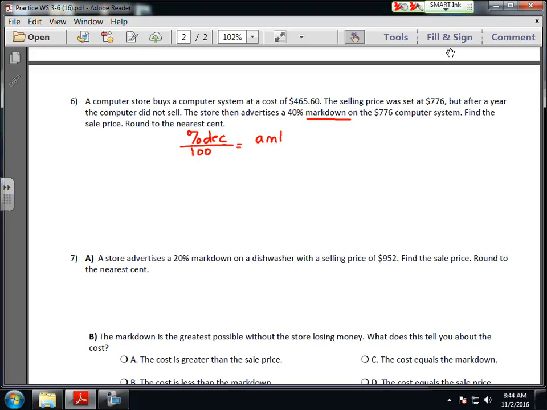Decrease, it's a markdown. Amount of decrease over original. I know the hundreds is here. Can I fill in the percent? I sure can. It's 40. How about over on the other side? Yeah, let's look for the selling price. That will give us the original. 776. This number we don't need right now.